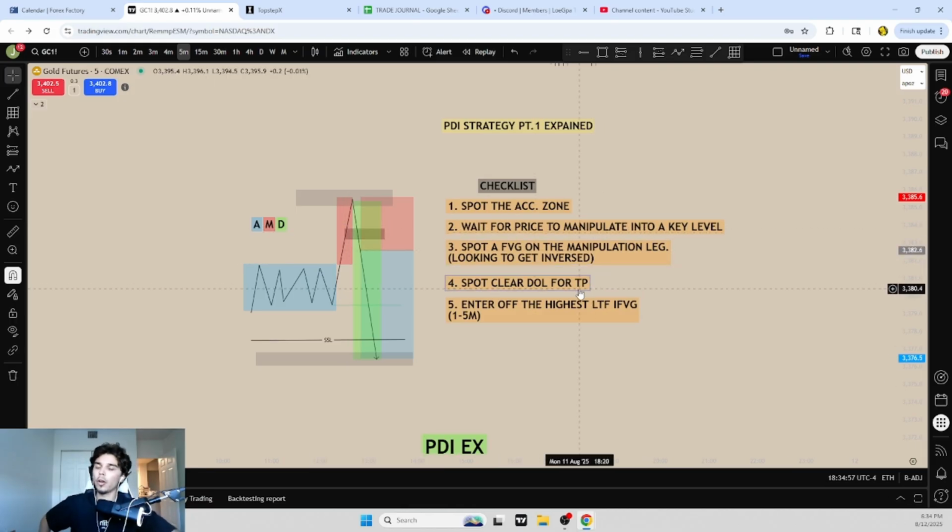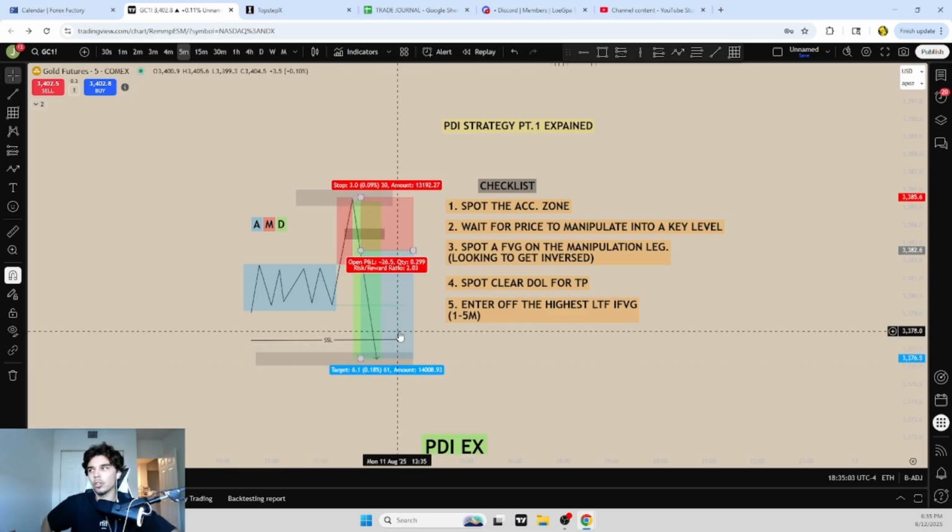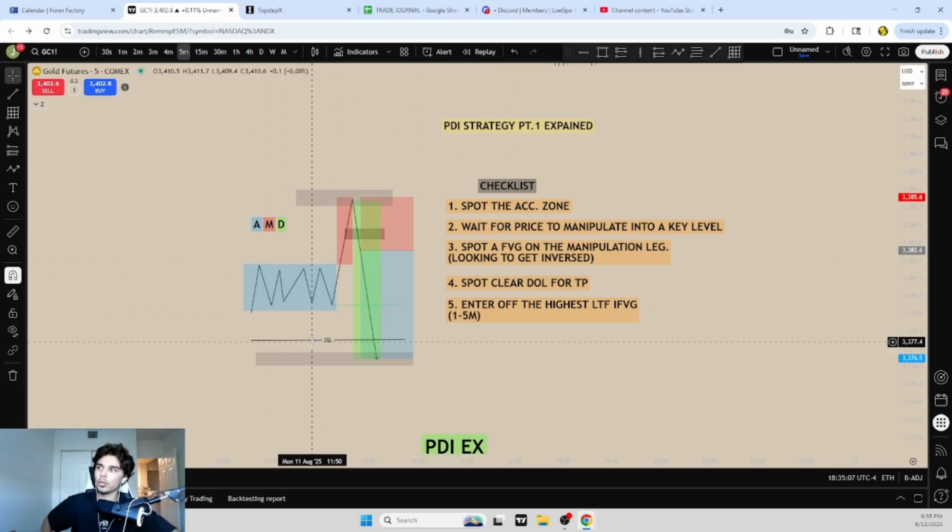So we want to also have a clear draw on liquidity before entering, right? We just don't want to enter if the draw, especially on the sell side, has already been taken out. So if we do have clear draws still, such as these accumulation lows, this sell side right here, and this unfilled high time frame fair value gap, could be a 15-minute, whatever, right? So clear draws on liquidity.